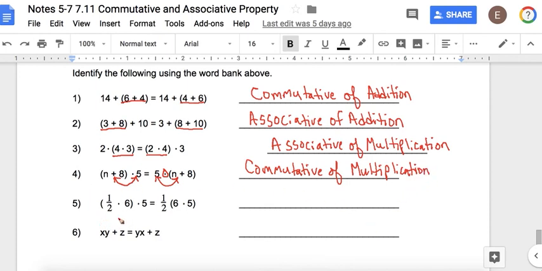Okay, number 5. 1/2 times 6 times 5, 1/2 times 6 times 5. Notice the parentheses is regrouped. So that's associative of multiplication.